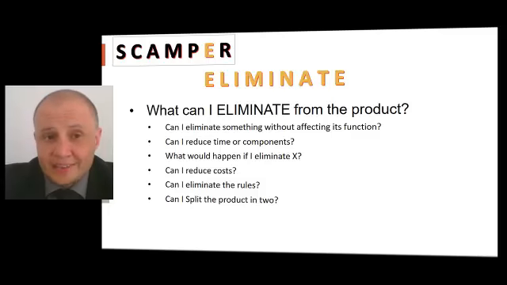E is eliminate. What can I eliminate from the product? And this might be counterintuitive because most of the time we're thinking, what can I add? What else can I add to my product or service? But sometimes you have to think in reverse innovation and ask how can I make this product so simple that anybody can use it? How can I make this product so simple that it's so cheap? How can I make it so simple that somebody that is not my user right now is actually willing to use it? Okay. Eliminate helps to include a new target segment or to reduce cost.